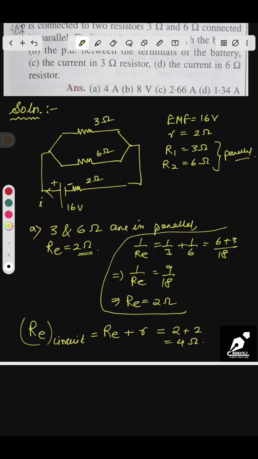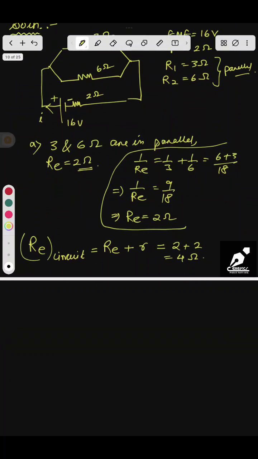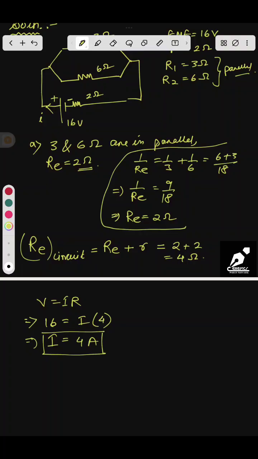Fine. So we are asked to find what is the current coming out of the battery. We will be applying V is equal to IR, which is Ohm's law. What is the EMF given? The EMF is given as 16 volt. Current we need to calculate. Resistance just came out as 4. The battery gives a current of 4 ampere. That is question number A solved.